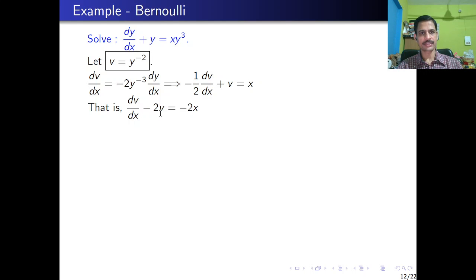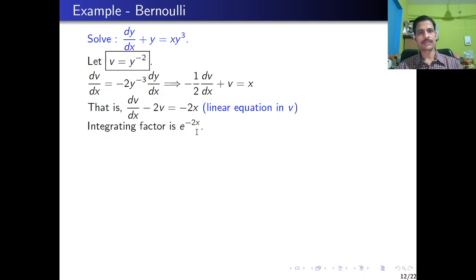dv by dx minus 2v is equal to minus 2x. This is a linear ordinary differential equation of first order in the dependent variable v and independent variable x. We know how to solve it. We have to first find out the integrating factor. The integrating factor is e raised to integral p(x) dx. So here p(x) is minus 2, so the integrating factor is e raised to minus 2x.